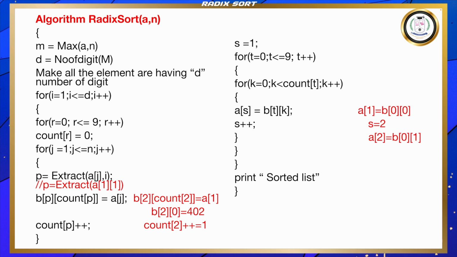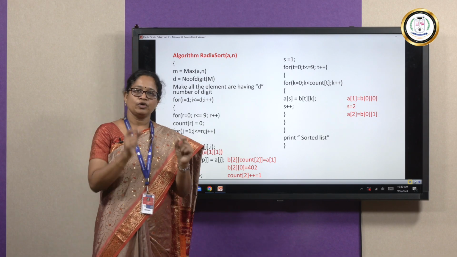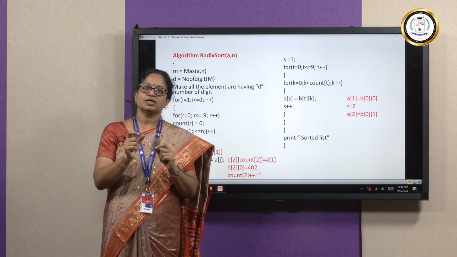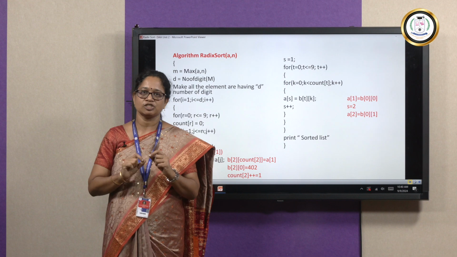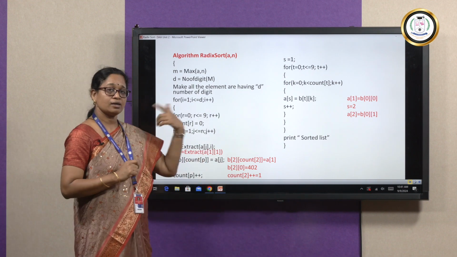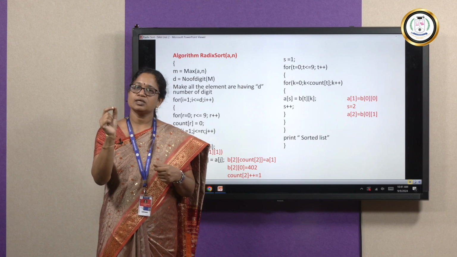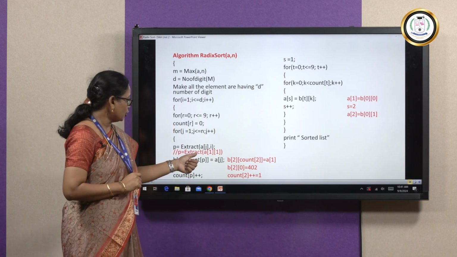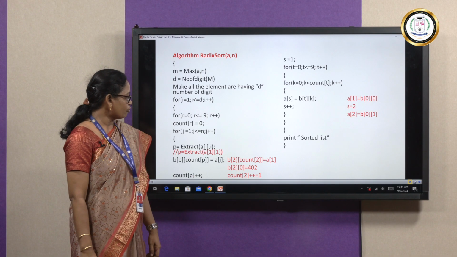So the value of i and j are 1. So it is extract of a of 1, 1. So you are taking the first number, and in the first number you are taking the first digit, that is the least significant digit. So in the example, if the number is 402, you are taking the digit 2 and putting it in the proper position. So now p becomes 2, and then in the next line, b of p, count of p equal to a of j. So here the value of p is 2.